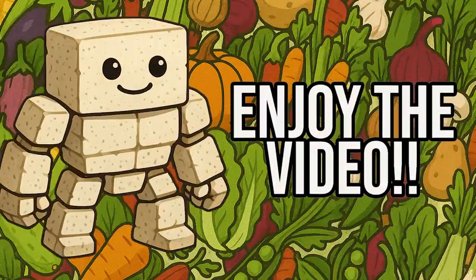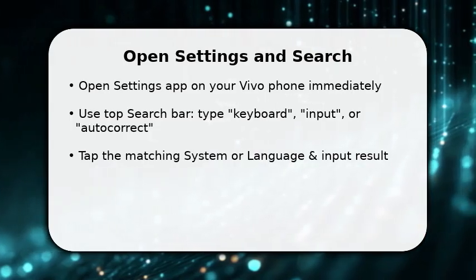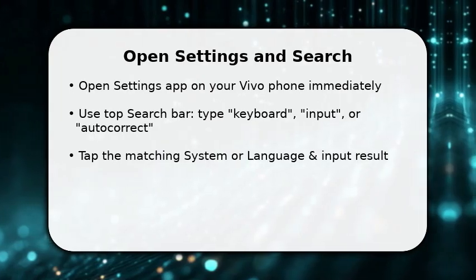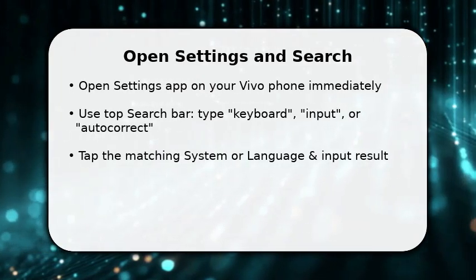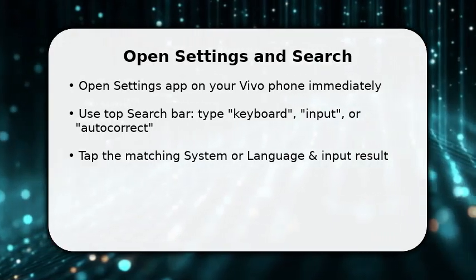Please enjoy the video. You start by opening settings on your Vivo device and using the search field to speed things up. Type keyboard, input, or autocorrect so you jump straight to the right menu. Once done, tap the language and input or keyboard entry that appears. This avoids digging through unrelated menus.